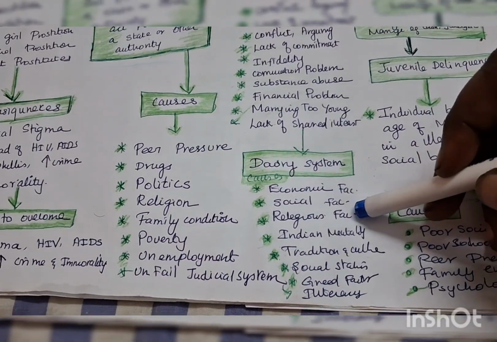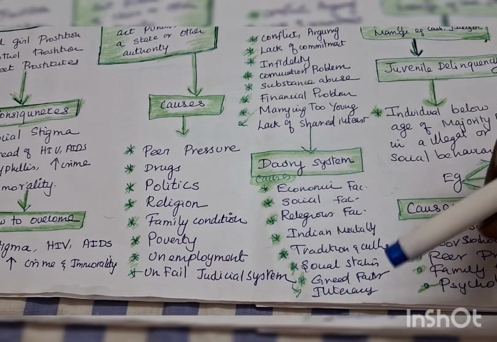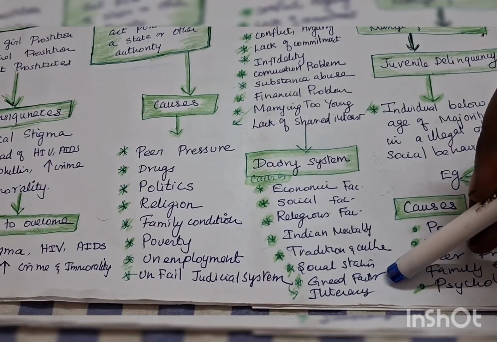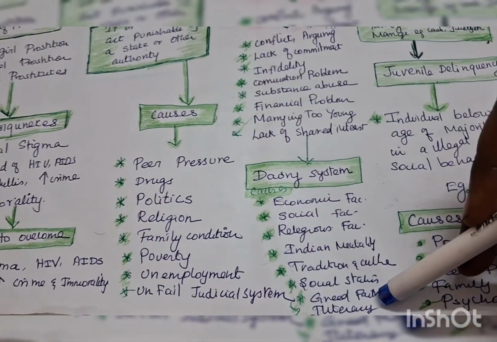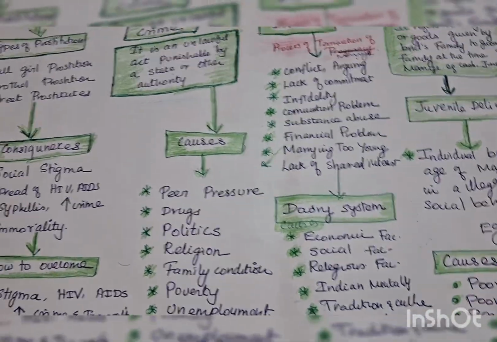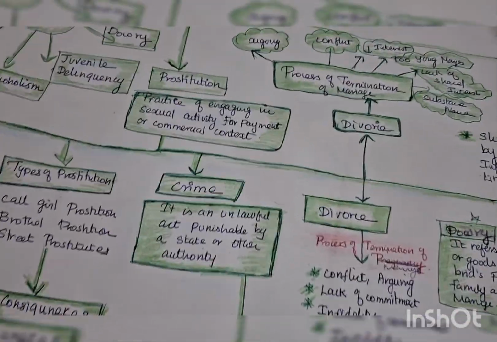That's the social stratification, right? They want to show which class of society they come under. And the greedy factor and illiteracy. Sometimes the groom's family is very greedy, right or not? They will be demanding too much also.